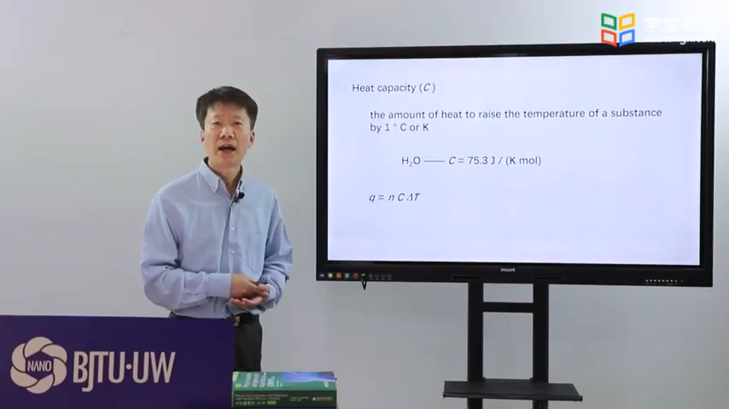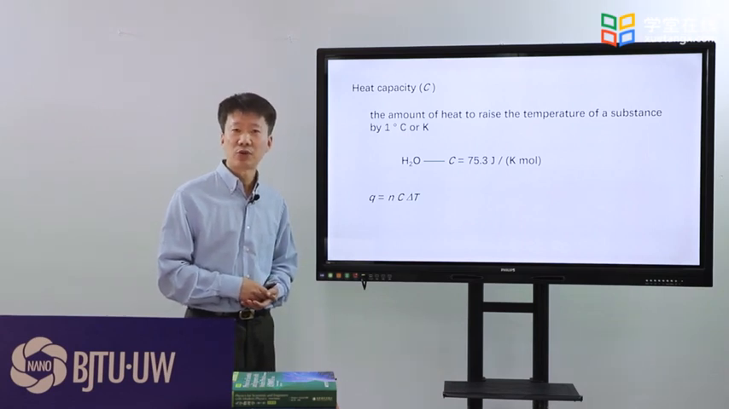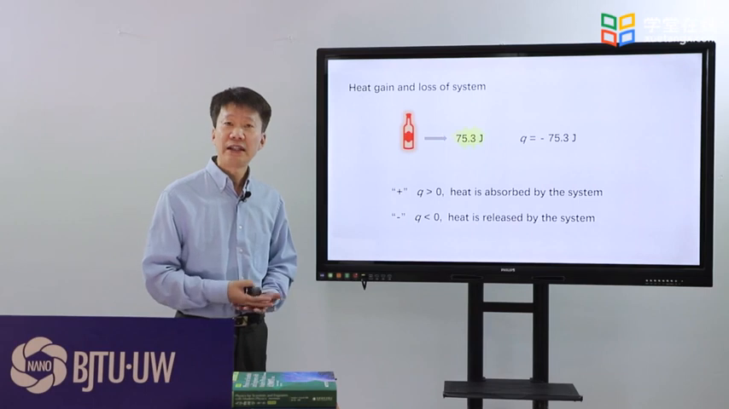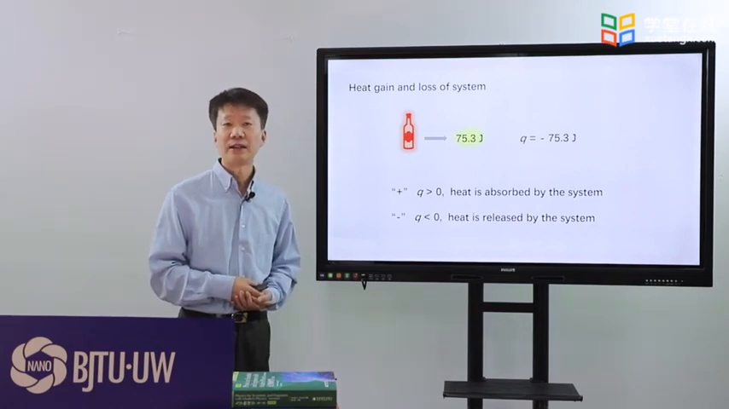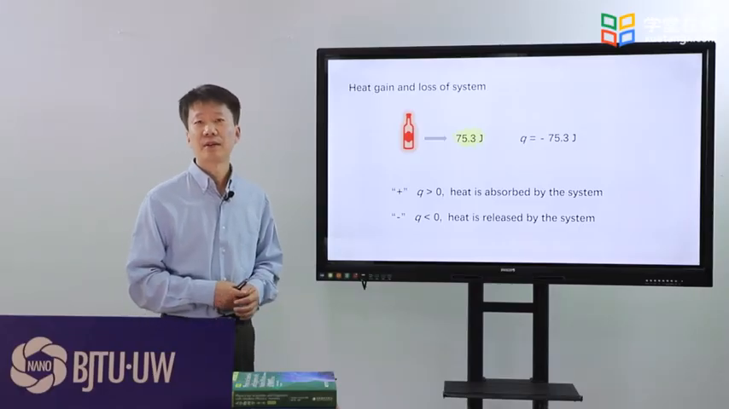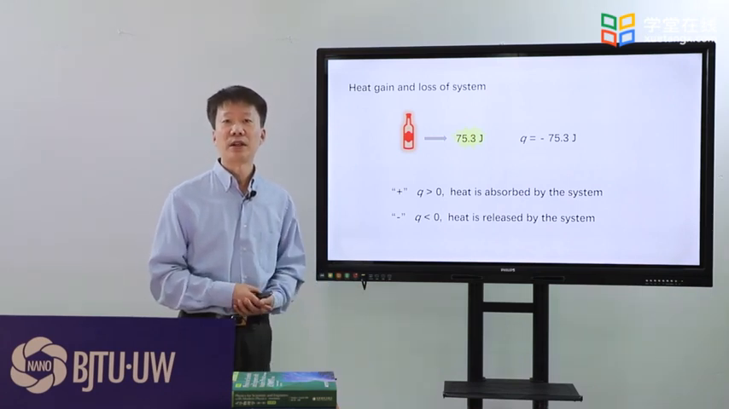If you want to know how much heat is stored for n moles of water with the temperature increase of delta T, then you can use the equation shown here to calculate. For convenience, we usually plug a sign in front of Q value, either plus or minus. If Q is positive, with plus sign, it means the heat is absorbed or stored by the system. If the sign is negative, it indicates the heat is released out from the system into surroundings.